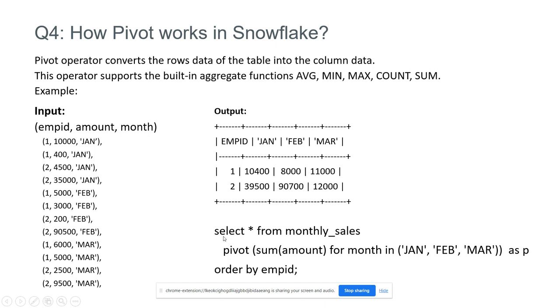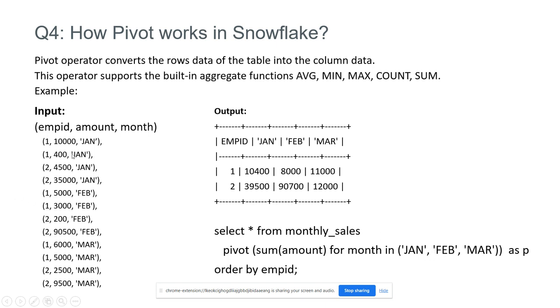So what we have to do? Simply select star from the monthly sales table. Select star from this table. We have to apply pivot on sum of amount, because I want to aggregate this sum into columns, right? So sum of amount. For January, there are multiple rows. Suppose if you see here, 10,000 and 400. If you sum this up, it will become 10,400. So sum of amount for month in January, February, March.